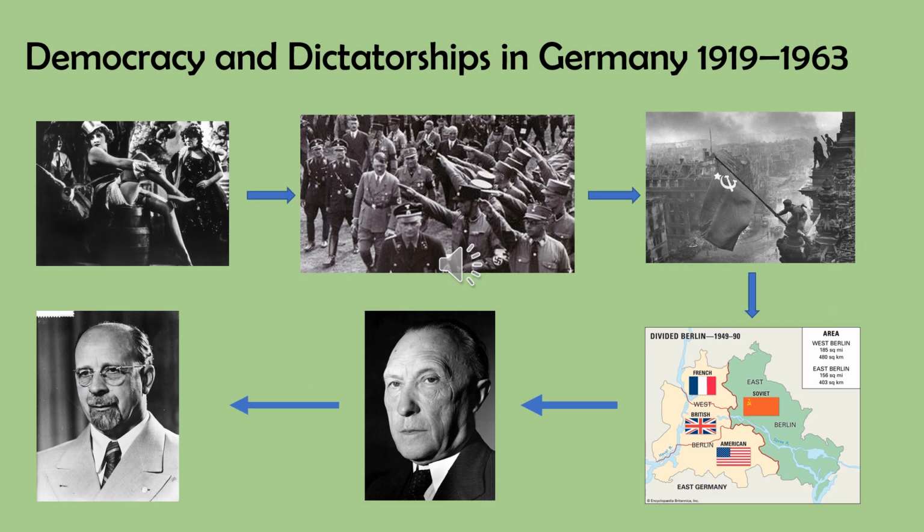Now, on the European side, we focus on democracy and dictatorships in Germany, 1919 to 1963. We look at 2 democracies, the Weimar Republic and the FRG. And we look at several dictatorships, the Kaiserreich, the Third Reich, and the GDR.